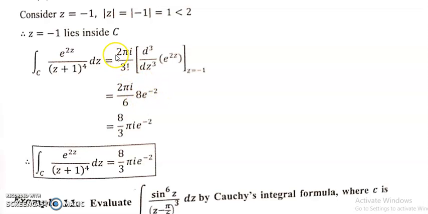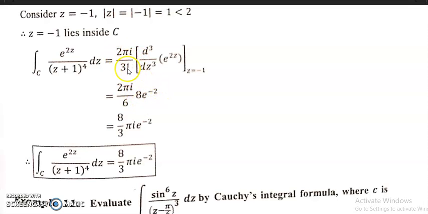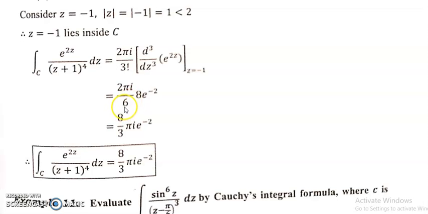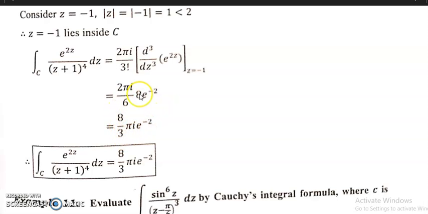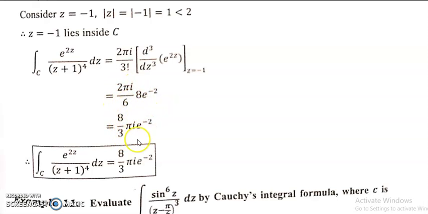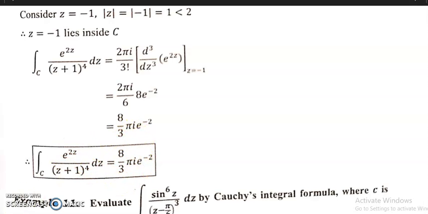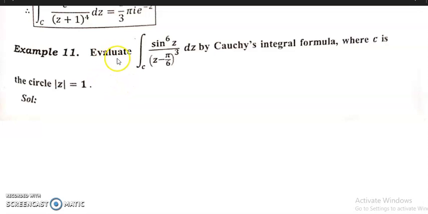We'll substitute it here. Now 2 pi I by 3 factorial is 6. So 2 pi I by 6, 8 e raised to minus 2. Now here this 2 and 6 you can eliminate. So pi I by 3, 8 is there, e power minus 2. So 8 by 3 pi I e power minus 2 is the integral value of the given question. Okay, we'll continue with the next question.